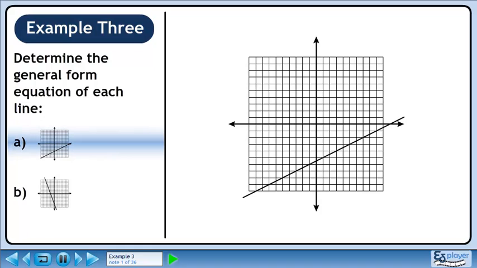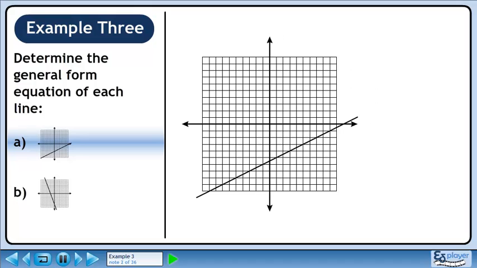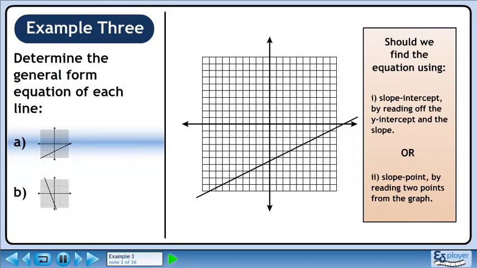In this example, we will determine the general form equation of each line. The line for part A is shown in the main window. Before we begin, should we find the equation using 1. Slope-intercept form by reading off the y-intercept and the slope, or 2. Slope-point form by reading 2 points from the graph?